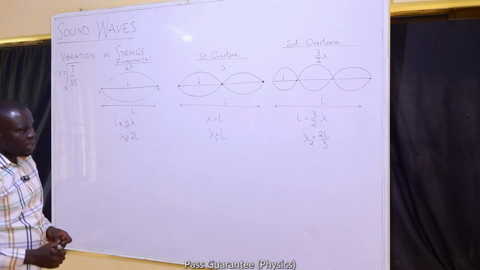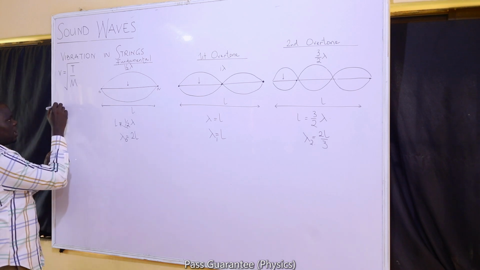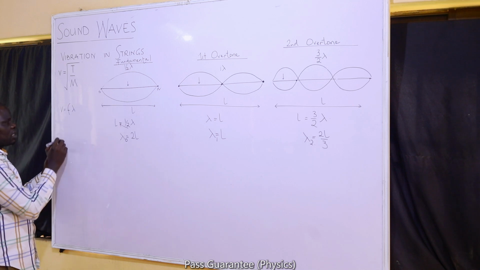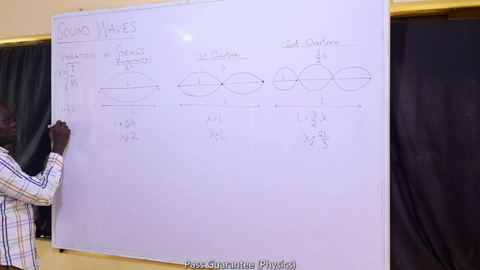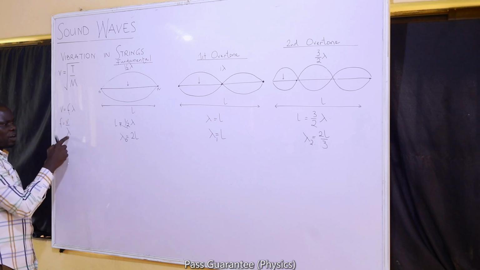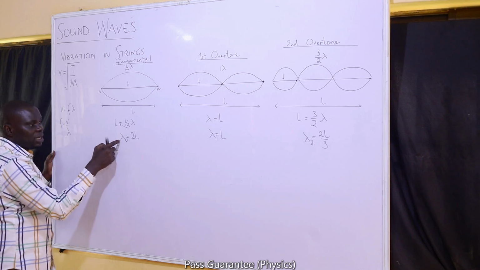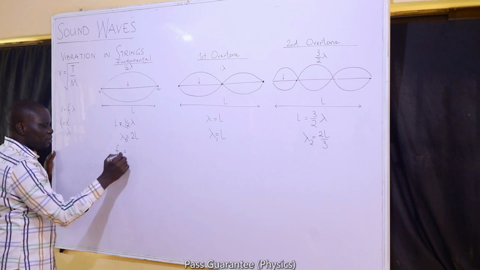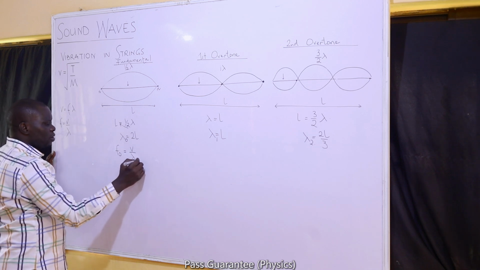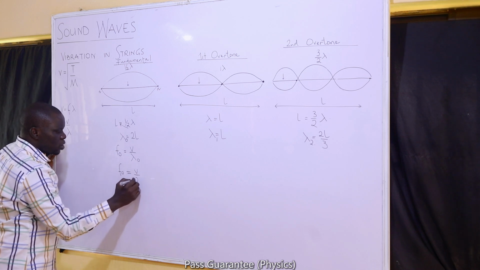Now, if I know that, I can use the wavelength with my velocity to find my frequency. Remember that V is equal to F lambda. If V is equal to F lambda, it simply means that F must be equal to V all over lambda. It means frequency must be equal to velocity over wavelength. So the frequency that I will get from the fundamental wavelength must be the fundamental frequency, and that should be V all over the fundamental wavelength, which is 2L.